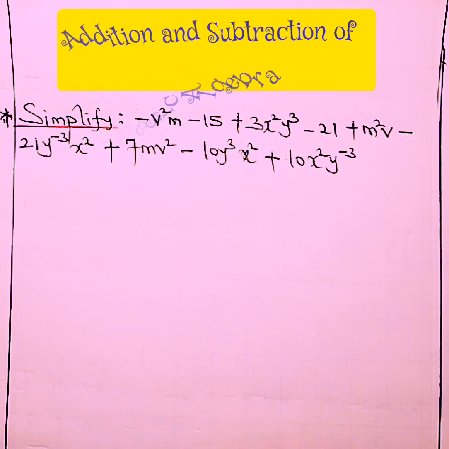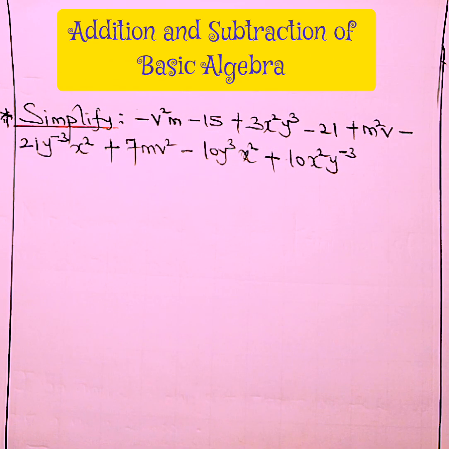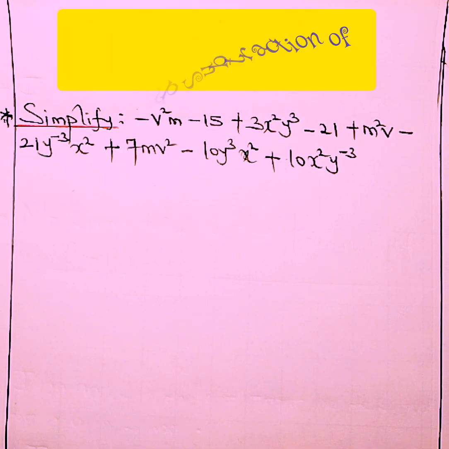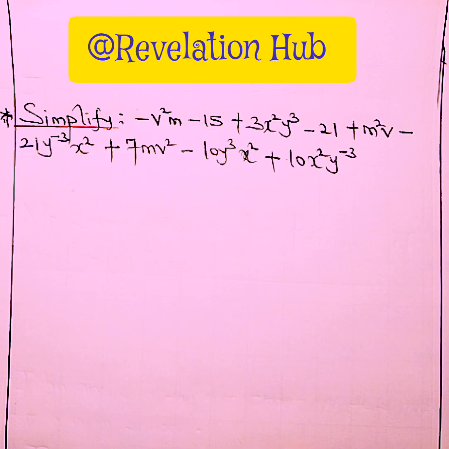Hi, pals. Today we are solving some of the questions that we were given as a take home on our previous exposition on the addition and subtraction of basic algebra. In our previous exposition, we discussed a couple of things. We said that before we could add or subtract basic algebra, there's a need that the variables are all identical. So we were given a couple of questions to test how much we got from the previous exposition.